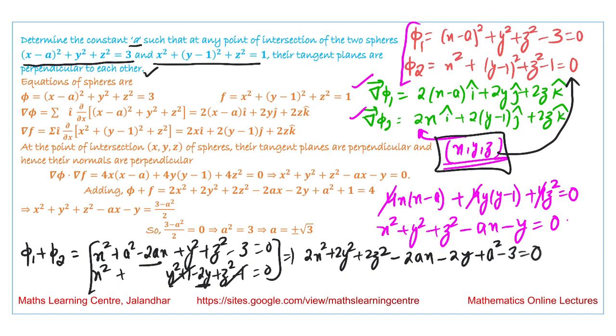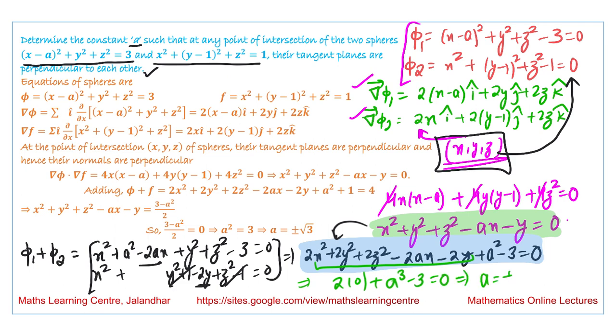So we have two equations. One is x square plus y square plus z square minus ax minus y is equal to 0. And second is this equation. Now if we substitute the value of the first equation in the second equation, we obtain 2 times 0 plus a square minus 3 is equal to 0. So this gives us that the value of a is plus minus square root of 3. So this is the required value of a. We have to calculate the value of a, so it is plus minus square root of 3.